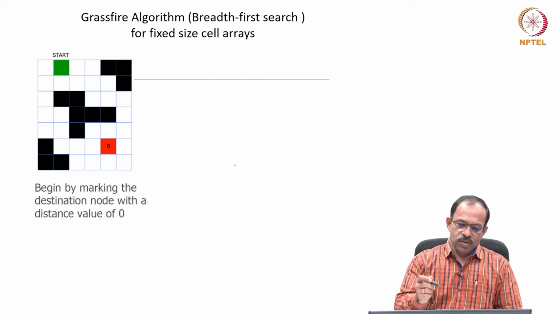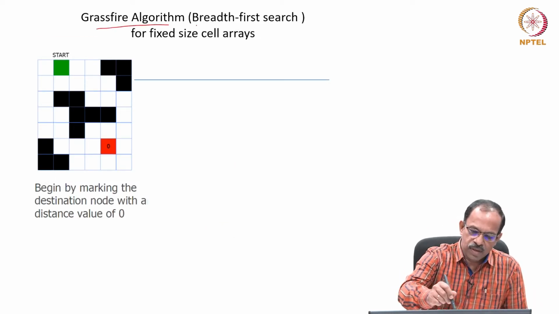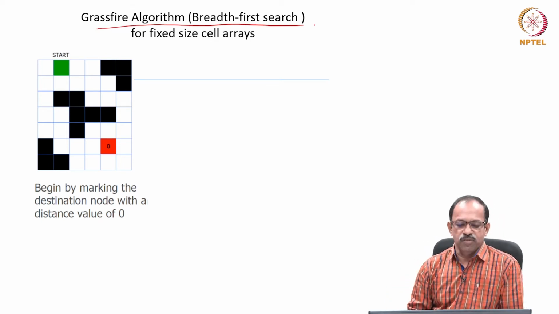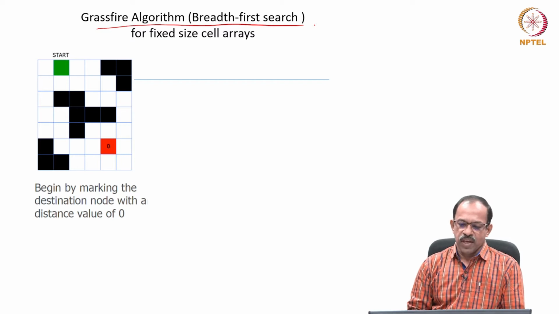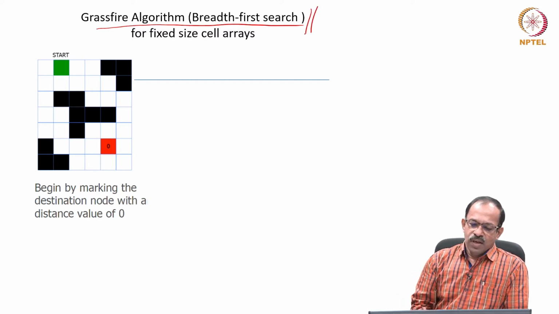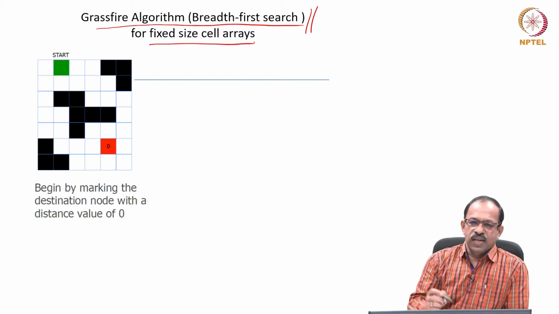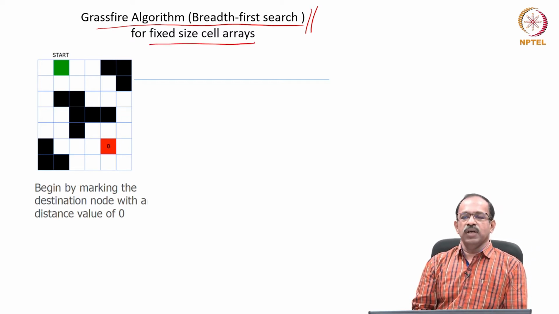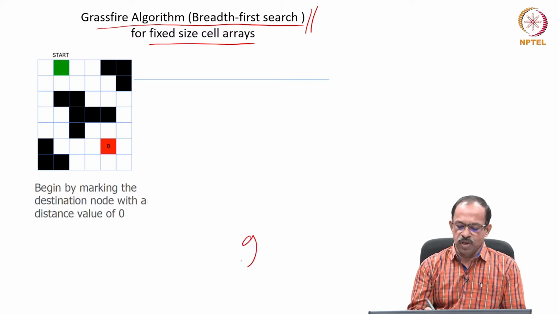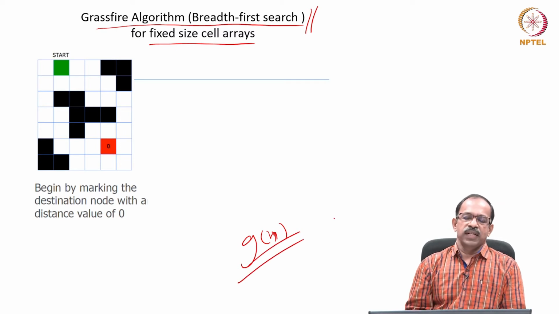Okay, so one of the algorithms which is very common is known as the grassfire algorithm, which is the breadth first approach. It is for fixed size cell arrays, and we assume the cost of travel between each cell is equal. So, only the g(n) will be there. g(n) will be the cost, and that is equal between all the cells.